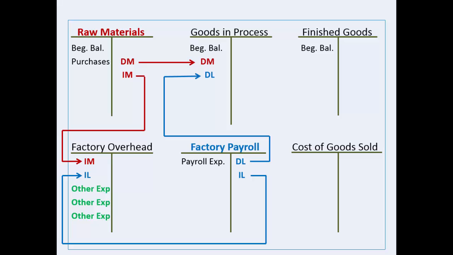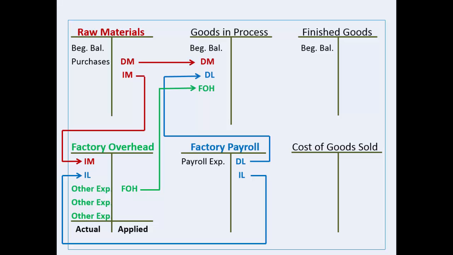Factory payroll is the same as wages expense, except it's only product cost, product labor. So for my factory workers, instead of wages expense or salaries expense, my debit is to factory payroll, and my credit could be to wages payable. And then when I assign that cost, I have to determine, is it direct or indirect? Direct goes directly into goods in process. Indirect first goes into factory overhead.